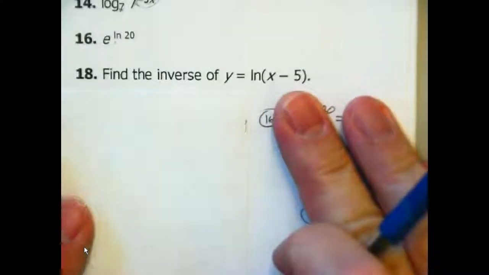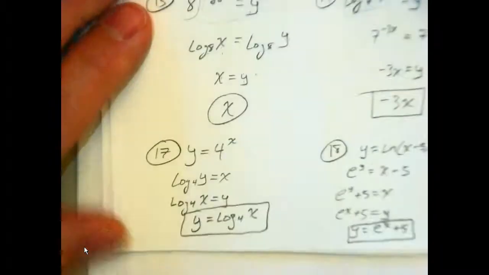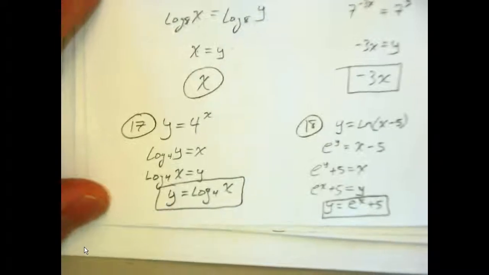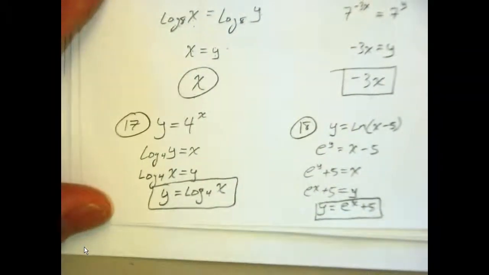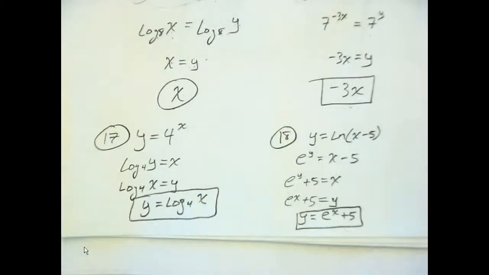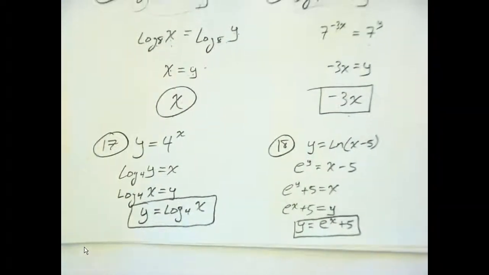The inverse, number 17, should have been log base 4 of x. Y equals log base 4 of x. And number 18, y equals e to the x plus 5. Okay. Any questions?